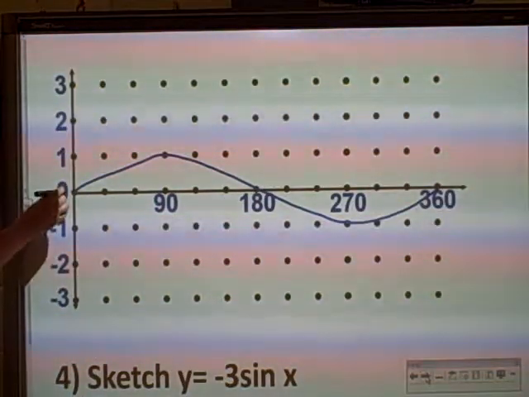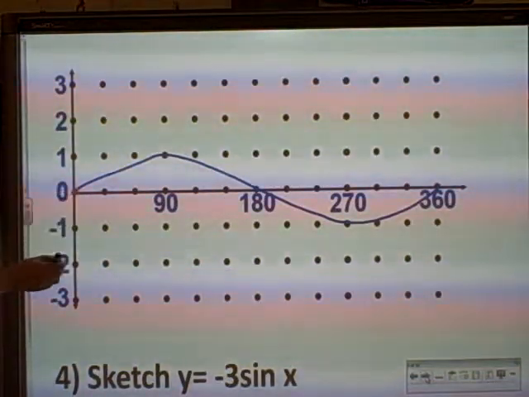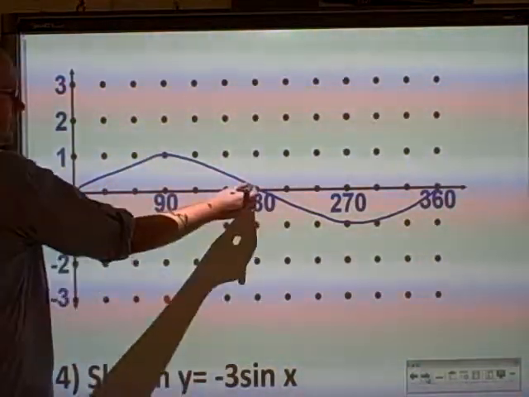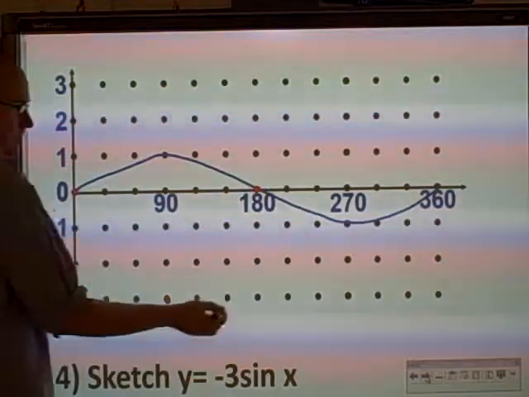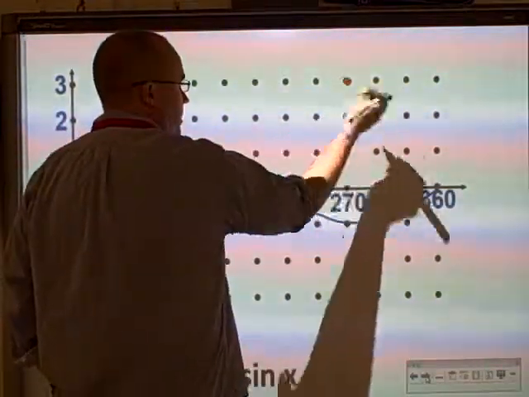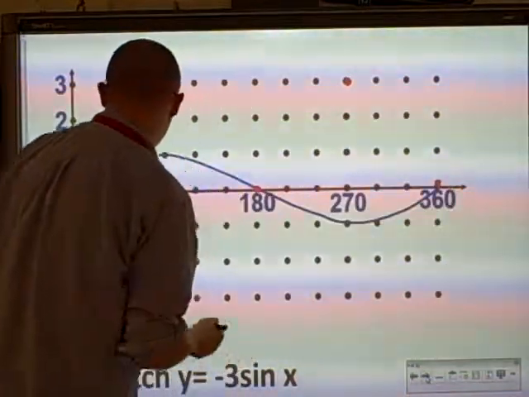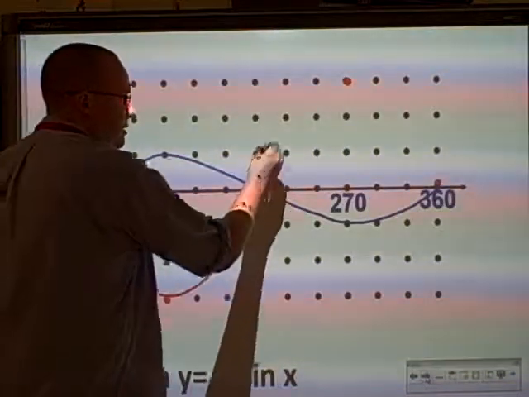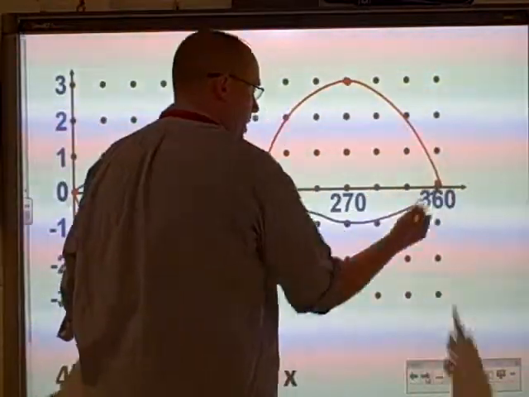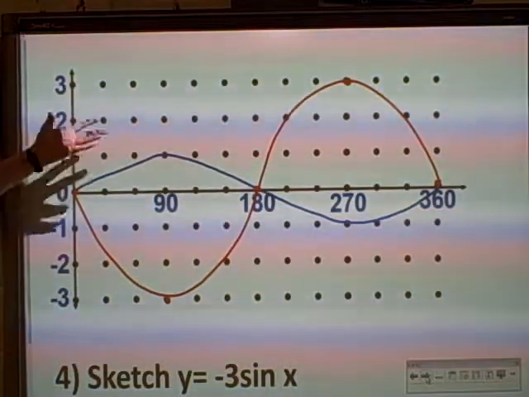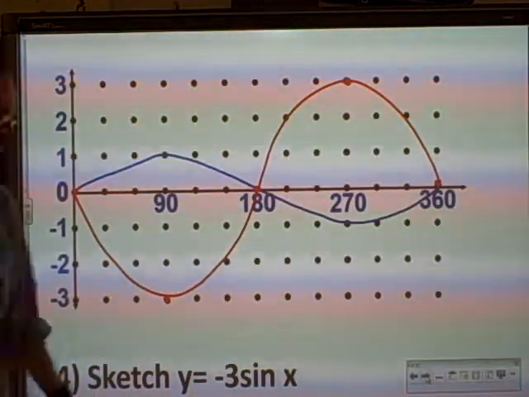So 0 times negative 3 is 0. 1 times negative 3 is negative 3. 0 times negative 3 is 0. Negative 1 times negative 3 is positive 3. And the last one, 0 times negative 3 is again 0. And then we can go ahead and draw in our graph. And you can see both characteristics there. You can see that there's been a stretch 3 times, and you can also see that it's been flipped over the x-axis.